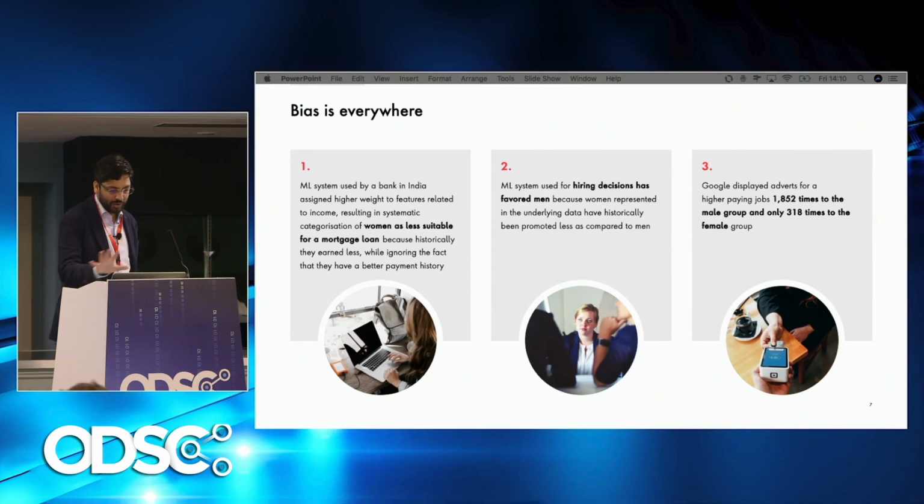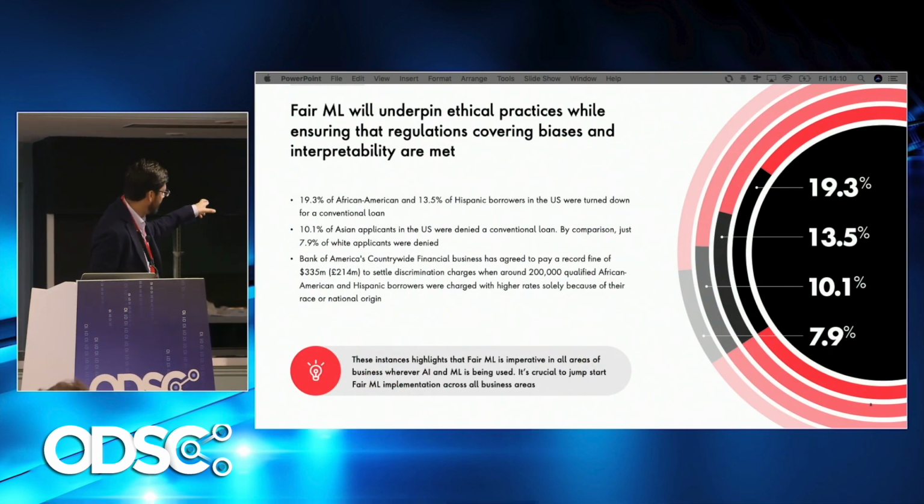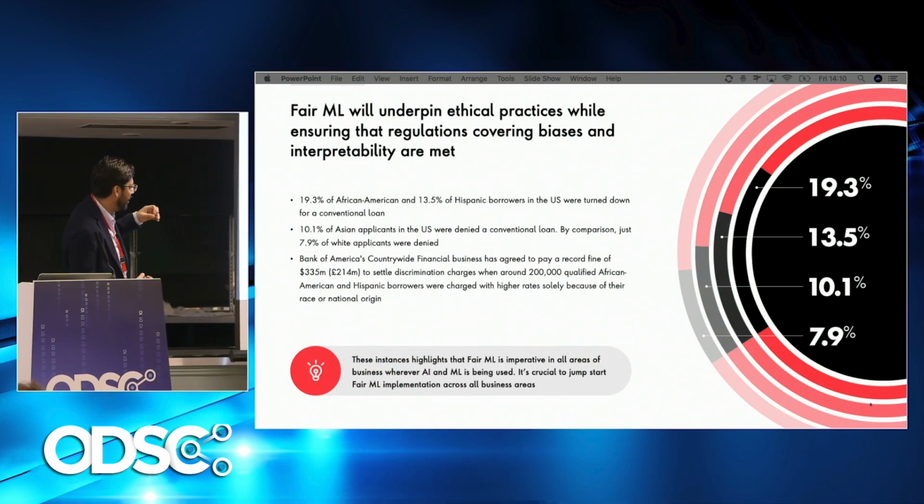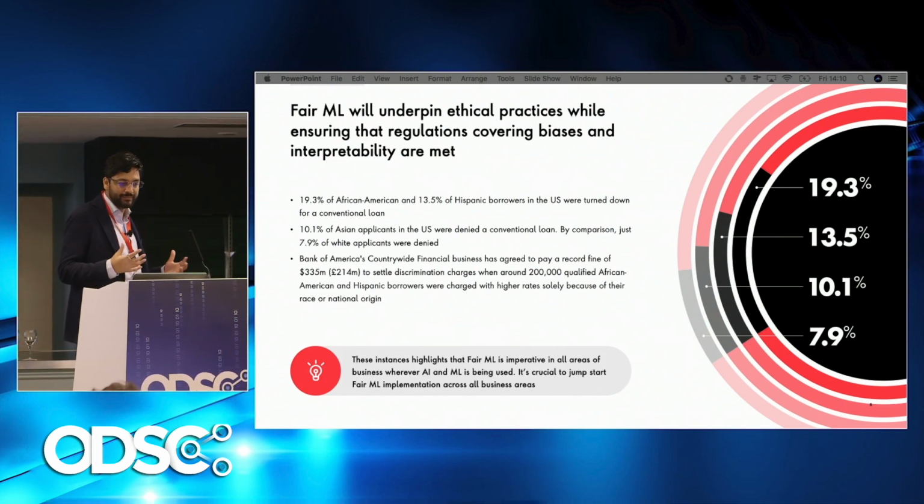So that is what we're talking about, bias in various things. We talk about financial services, hiring decisions, ads, and we saw something in facial recognition, and then we'll see something more. This is a simple statistic which shows how African American and Hispanic or Asian applicants, compared to white applicants, had to face a lot of bias when it comes to loan or mortgage application approval.